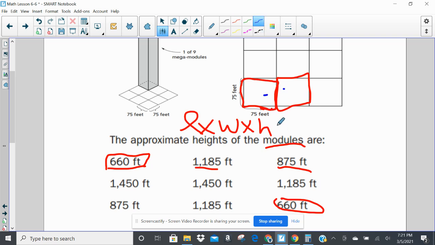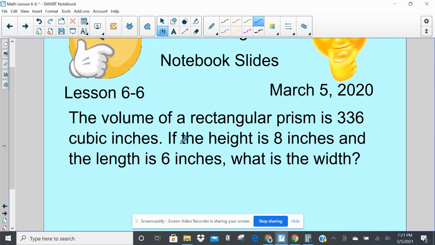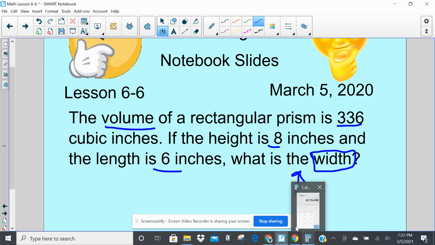All right. For our reflection today, the volume of a rectangular prism is 336 cubic inches. If the height is 8 inches and the length is 6 inches, what is the width? Could you figure that out? If you know what the volume is, you know the height, you know the length, how could you find the width? Think about that and try to solve that problem.